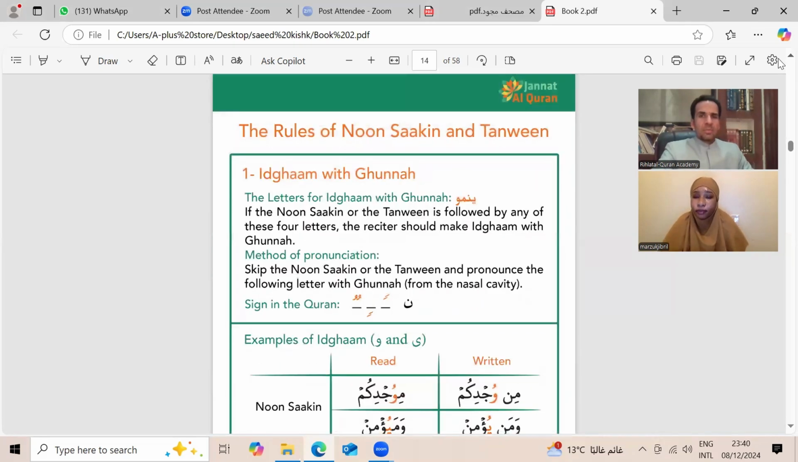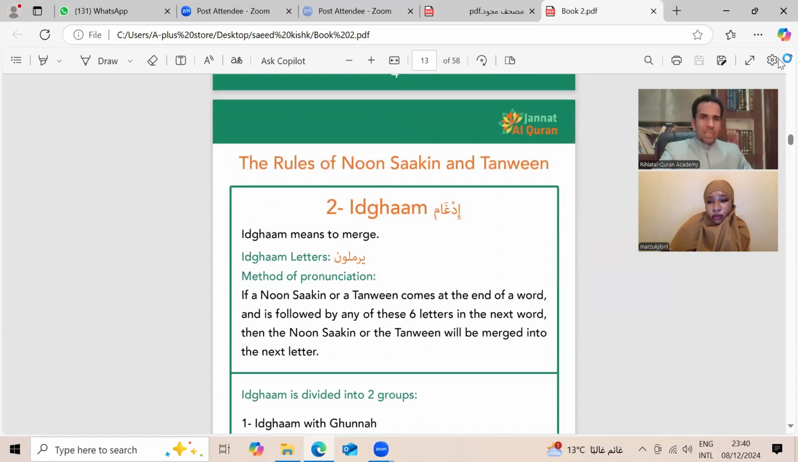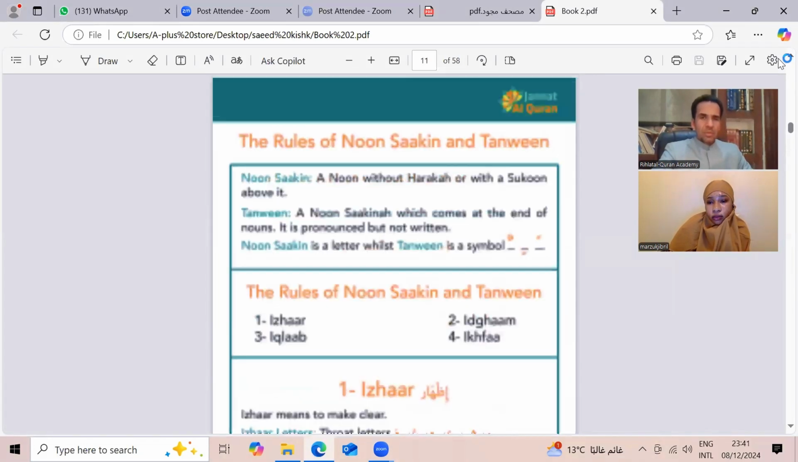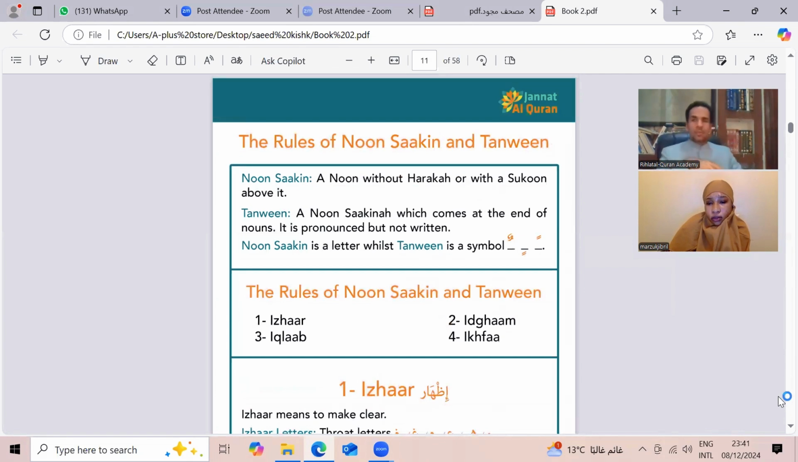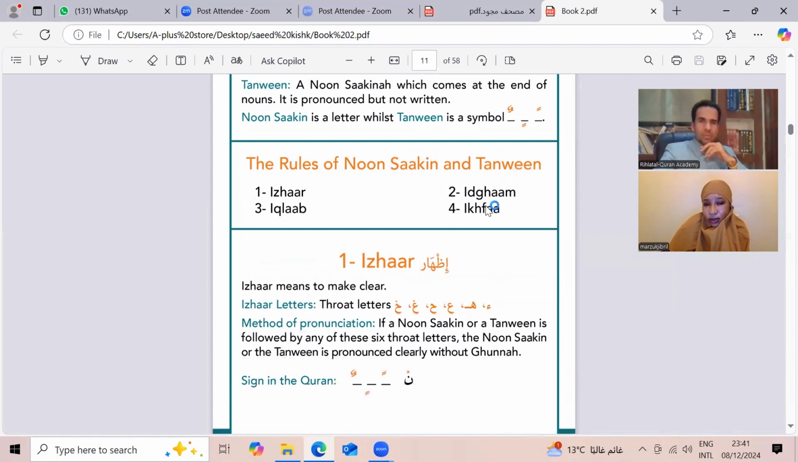Walaikum assalam. As for the Tajweed, you have already discussed four rules of noon sakinah. How many rules do we have for noon sakinah and tanween? Four. What are they? Izhar, Iqlab, Idgham, and still one, which is Ikhfa, and we haven't started yet. We have discussed three of them. We have discussed the first one, which is Izhar.